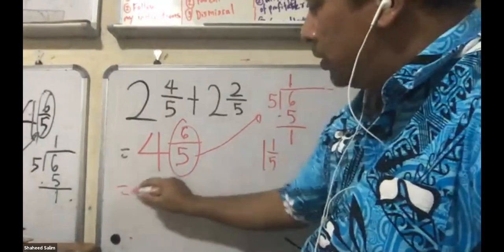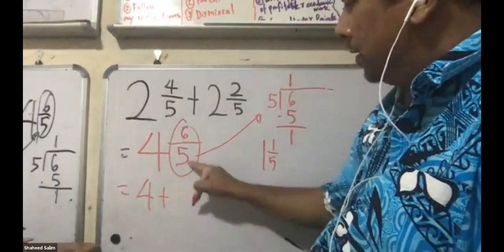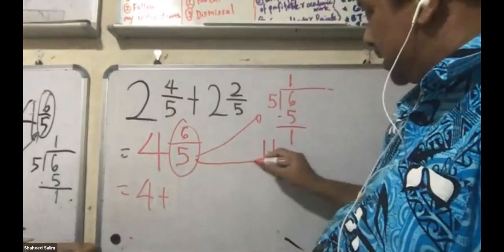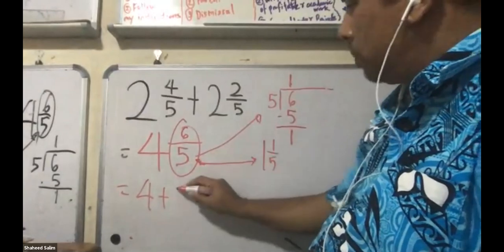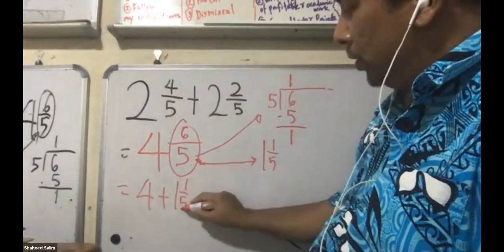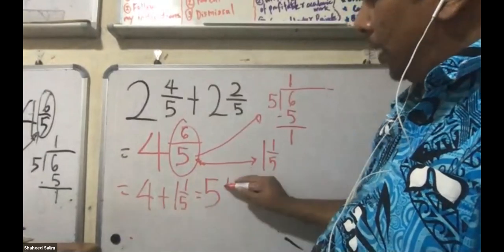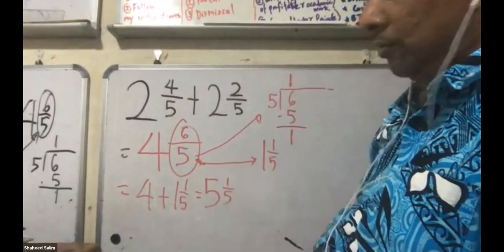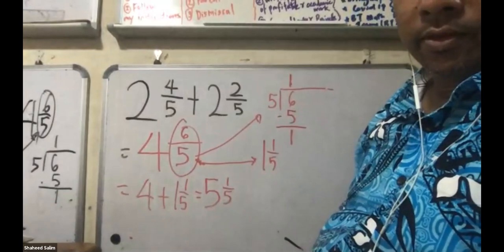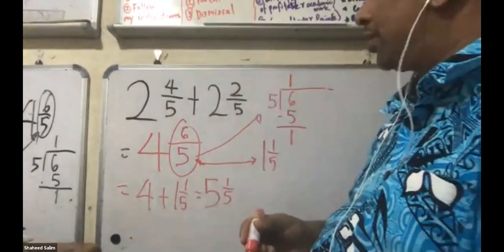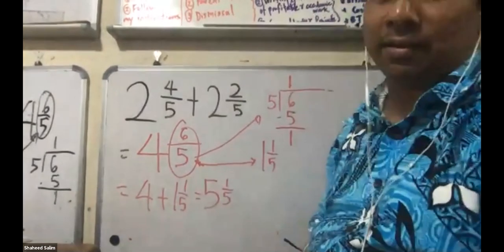So this one now is 4 whole plus, this is this. So plus 1, 1 over 5. So Akil, what do we do? 4 plus 1 is 5. 5, 1 over 5. We go to the next one now. We try again until we get it.